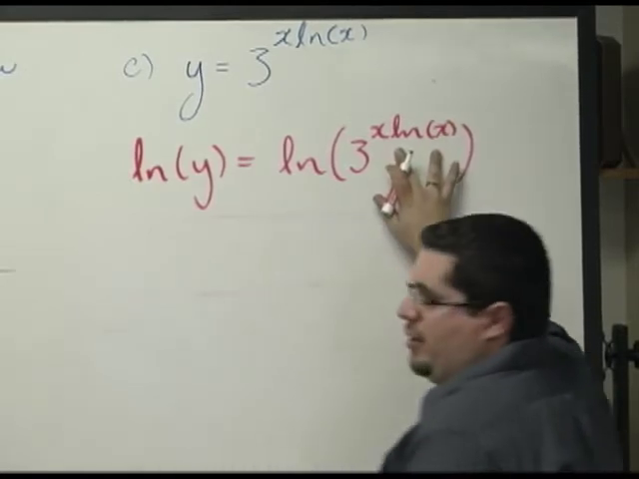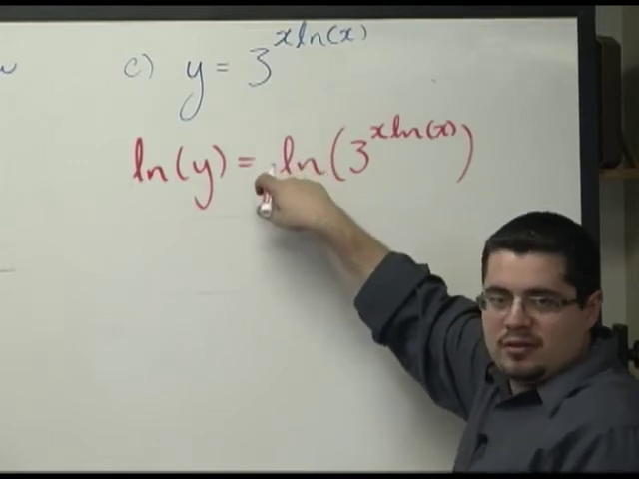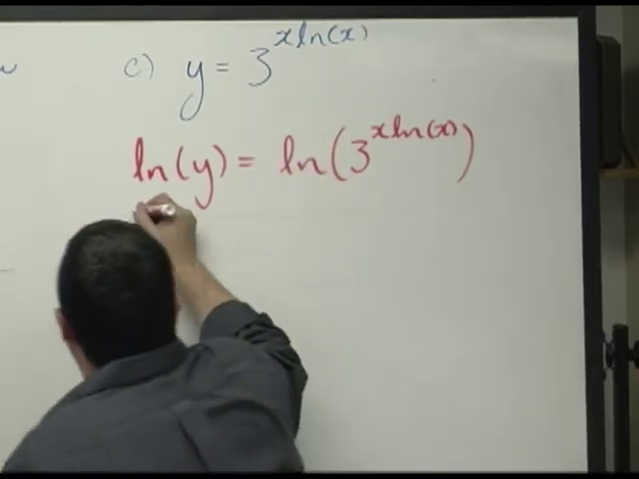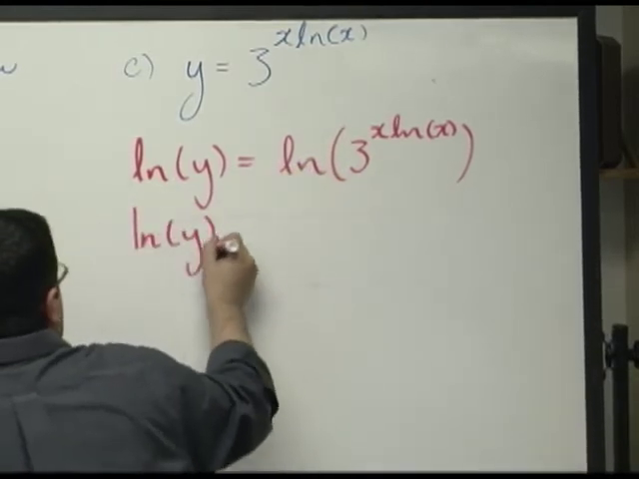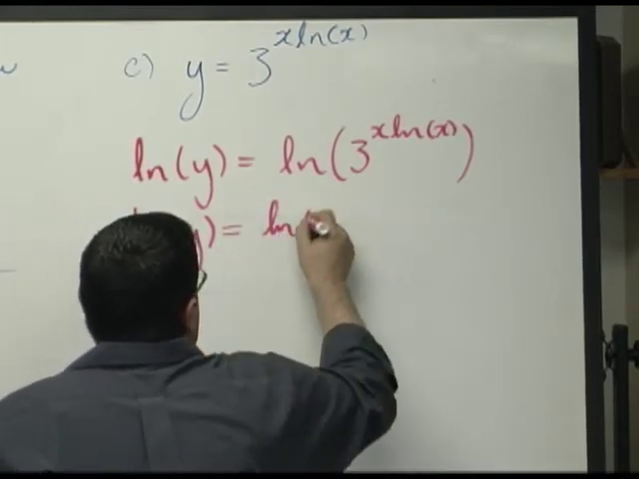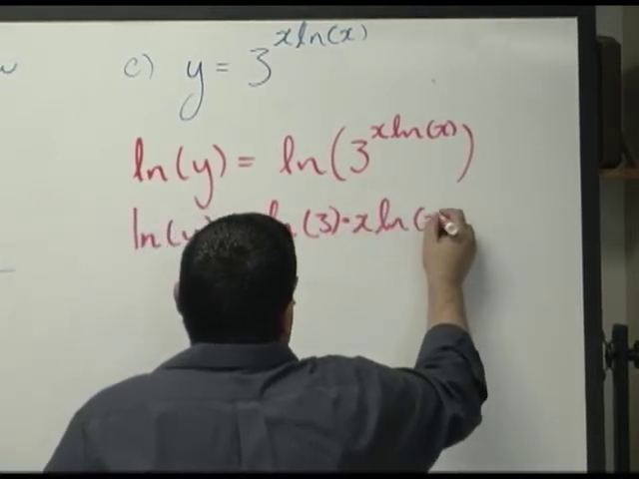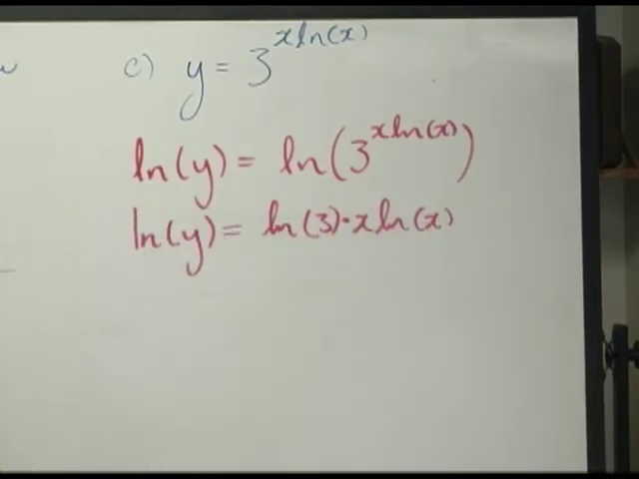What's going to happen to this exponent? That's right, we're going to be able to bring it down to the front. And so now you're looking at the natural log of y is equal to the natural log of 3 times x natural log of x. Now, technically it's a multiplication, and since multiplication is commutative, I can write it down in any order I want.